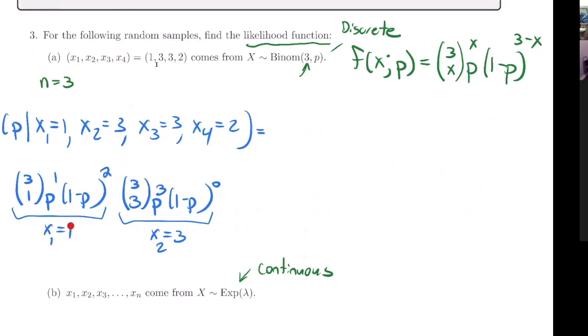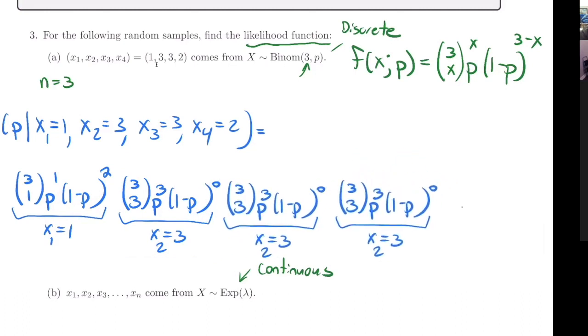So this is what I would get when I plug x equals 1 into this formula. I would get 3 choose 1, p to the first, 1 minus p squared. Next, I'm plugging in what happens when x is equal to 3. That gives me 3 choose 3, p cubed, 1 minus p to the 0. The next sample had the same. And then the last one, x was equal to 2.